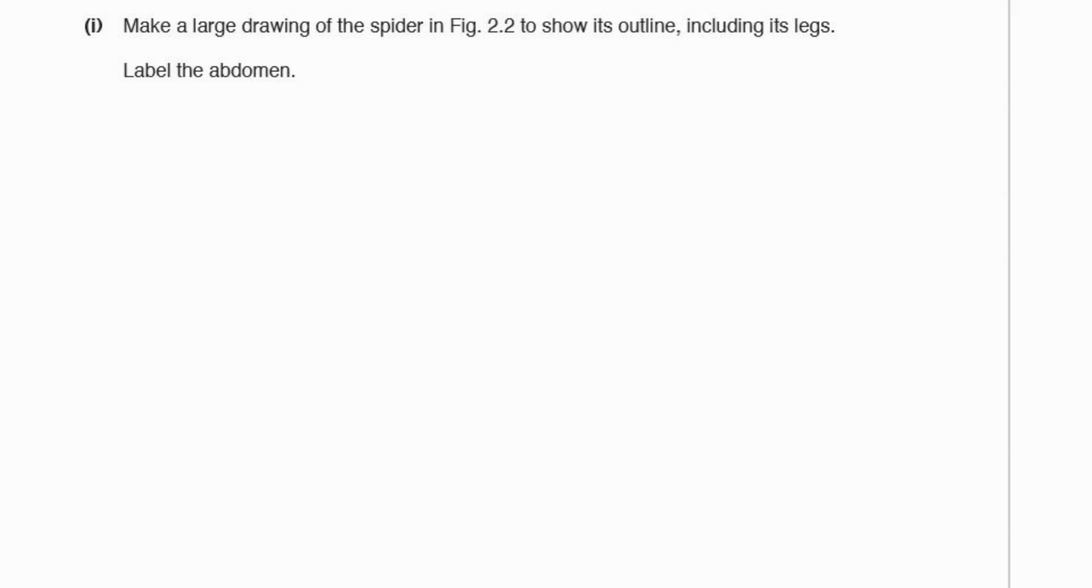Make a large drawing of the spider in figure 2.2 to show its outline, including its legs. Label the abdomen. Now, there's always a drawing question on a biology practical or alternative practical exam. Now, and it should be easy. Quite often they're simple. This one's not actually as simple, but it's okay. But what's really important is there's a few key things.